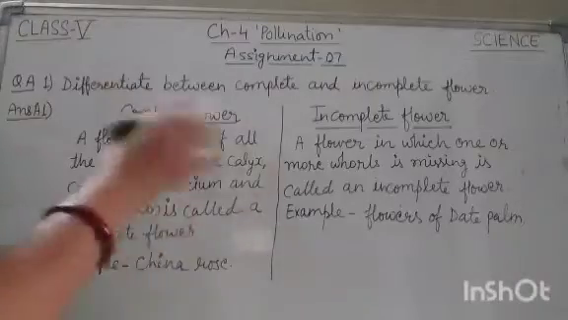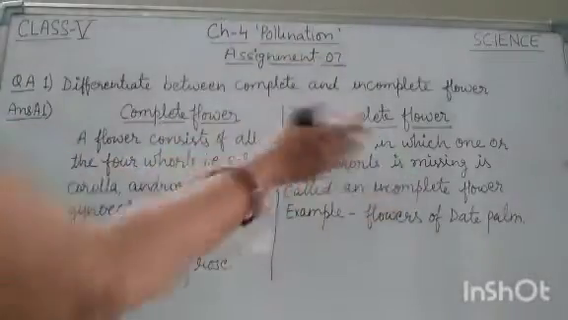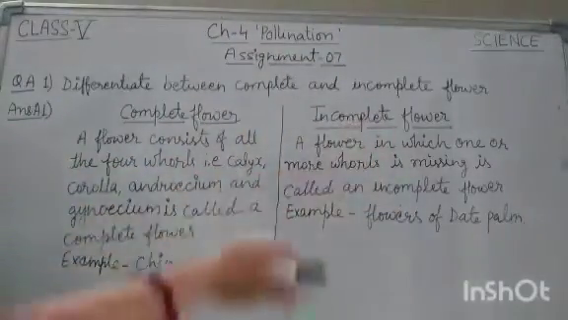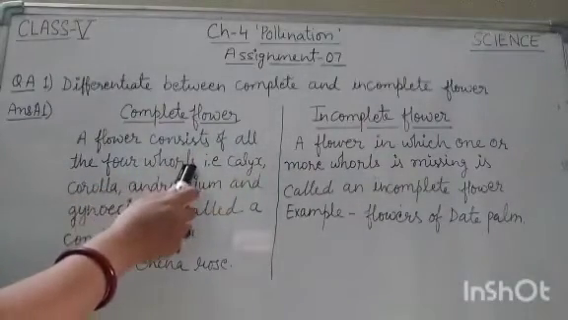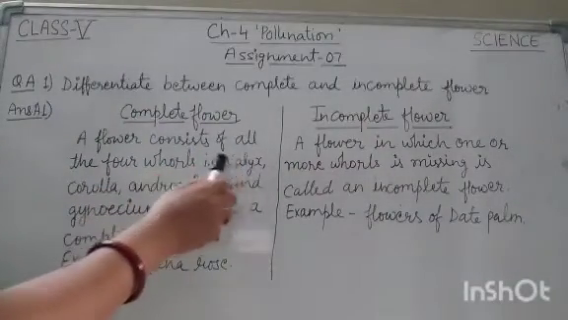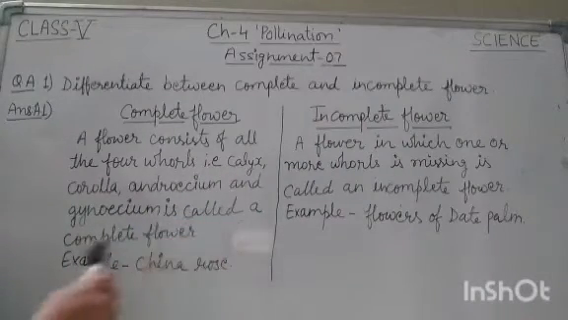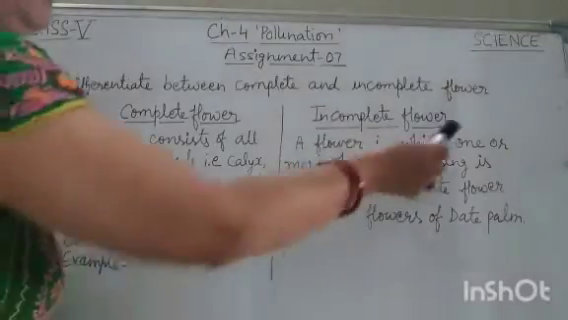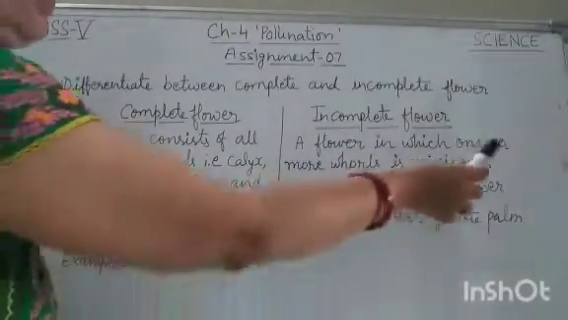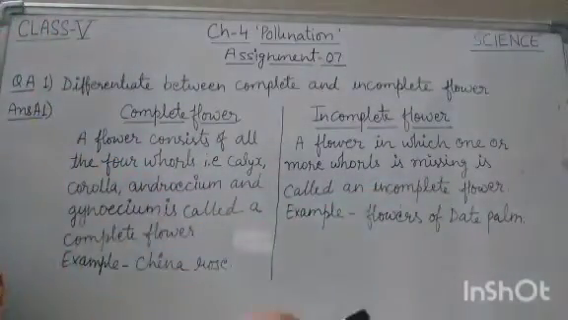So children, you will write the answer in this form. You will draw a line and then differentiate the things. A complete flower is a flower that consists of all the 4 whorls. What are those? Calyx, corolla, androecium and gynoecium. It is called a complete flower. Example, China rose. An incomplete flower is a flower in which one or more whorls is missing. Example, flowers of date palm.